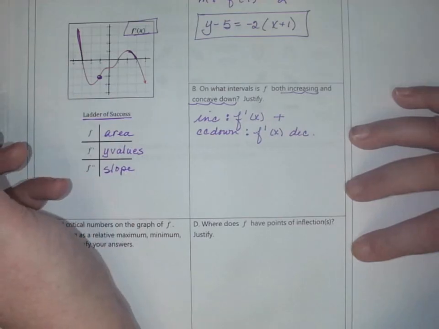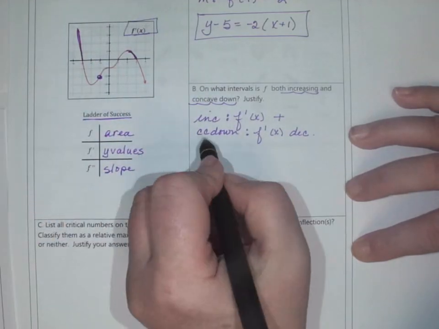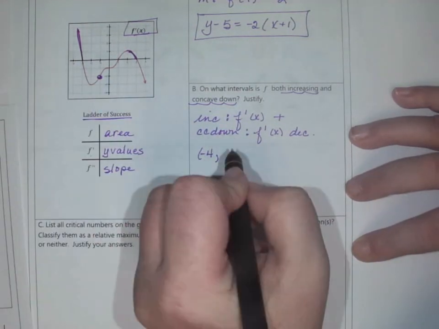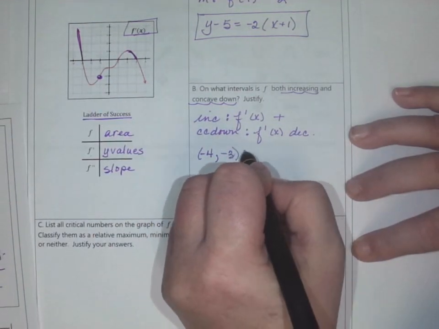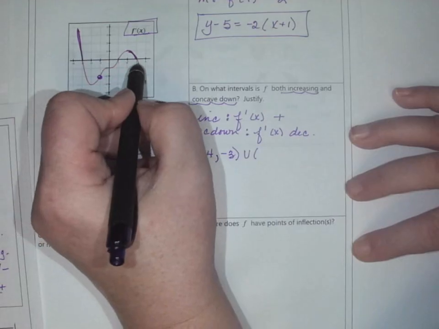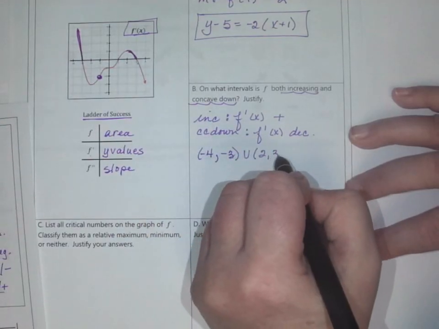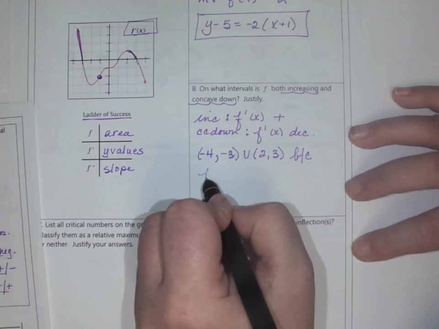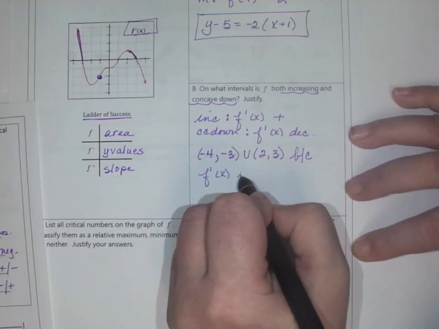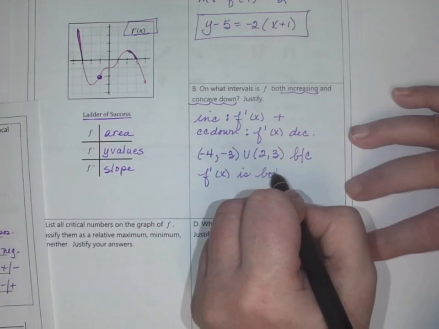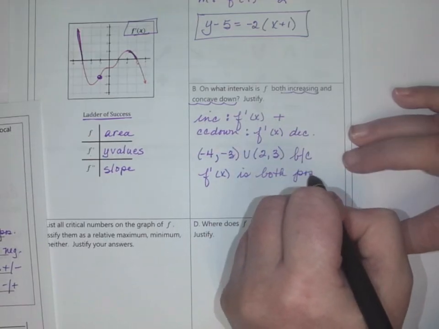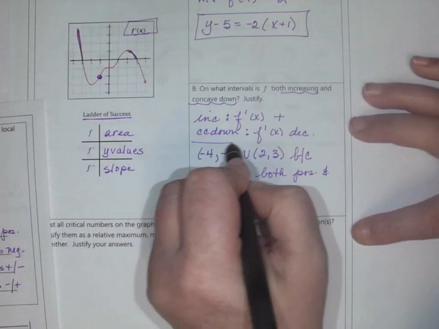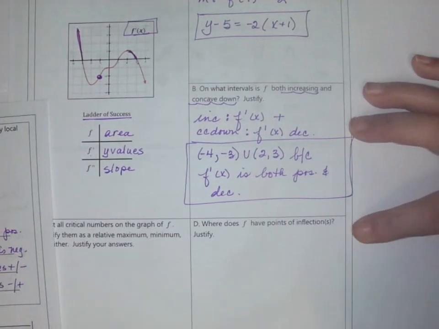We're on the interval from -4 to 4, so it's going to be -4 to -3, union, what is that, 2 to 3? And our justification is going to be because f prime of x is both positive and decreasing. So there's my answer, okay?